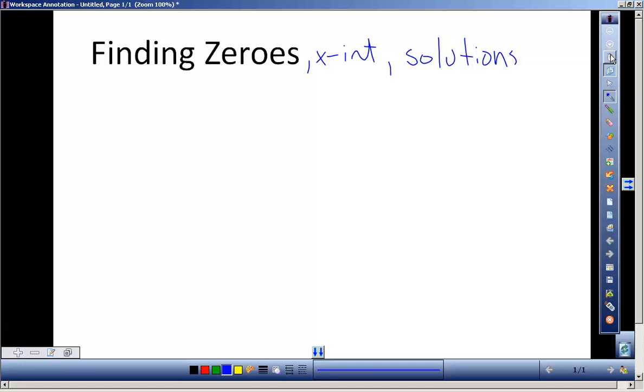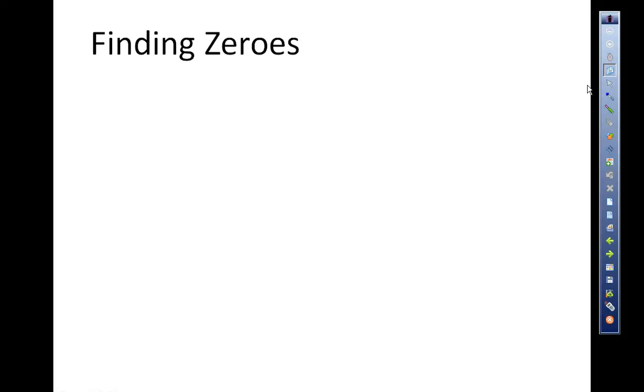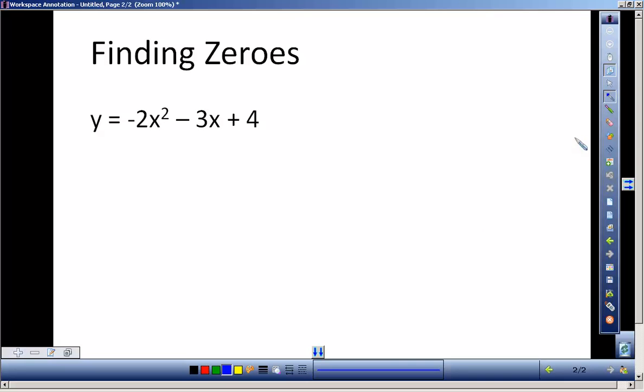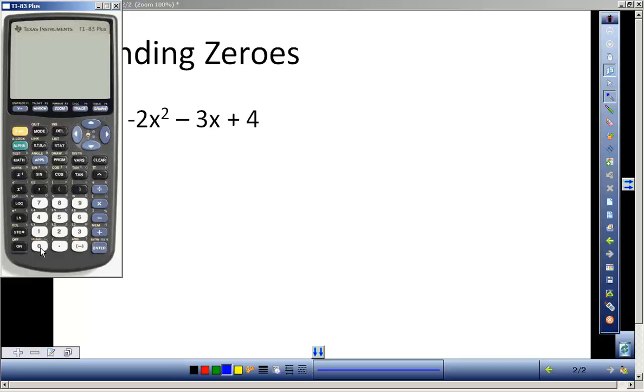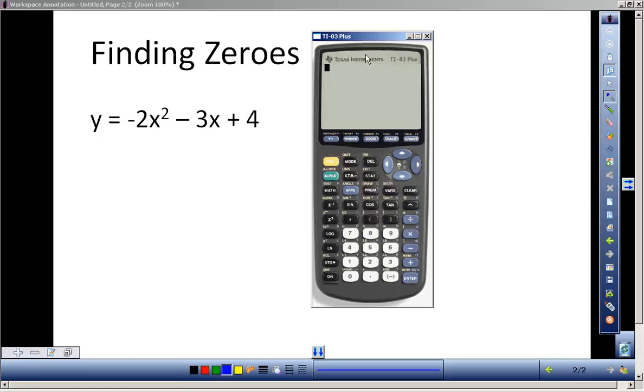So how do we go about finding these zeros? Now, the easiest way is to actually use our calculator. So I wanted to show you on your calculator how you would actually go about using your calculator to do this. So let's take a look at our lovely TI calculator here. In order to find the zeros of this quadratic, the first thing I'm going to have to do is go to y equals. So I go to y equals and I plug in the equation. Negative 2x squared minus 3x plus 4. Put that in my calculator and I go to graph.